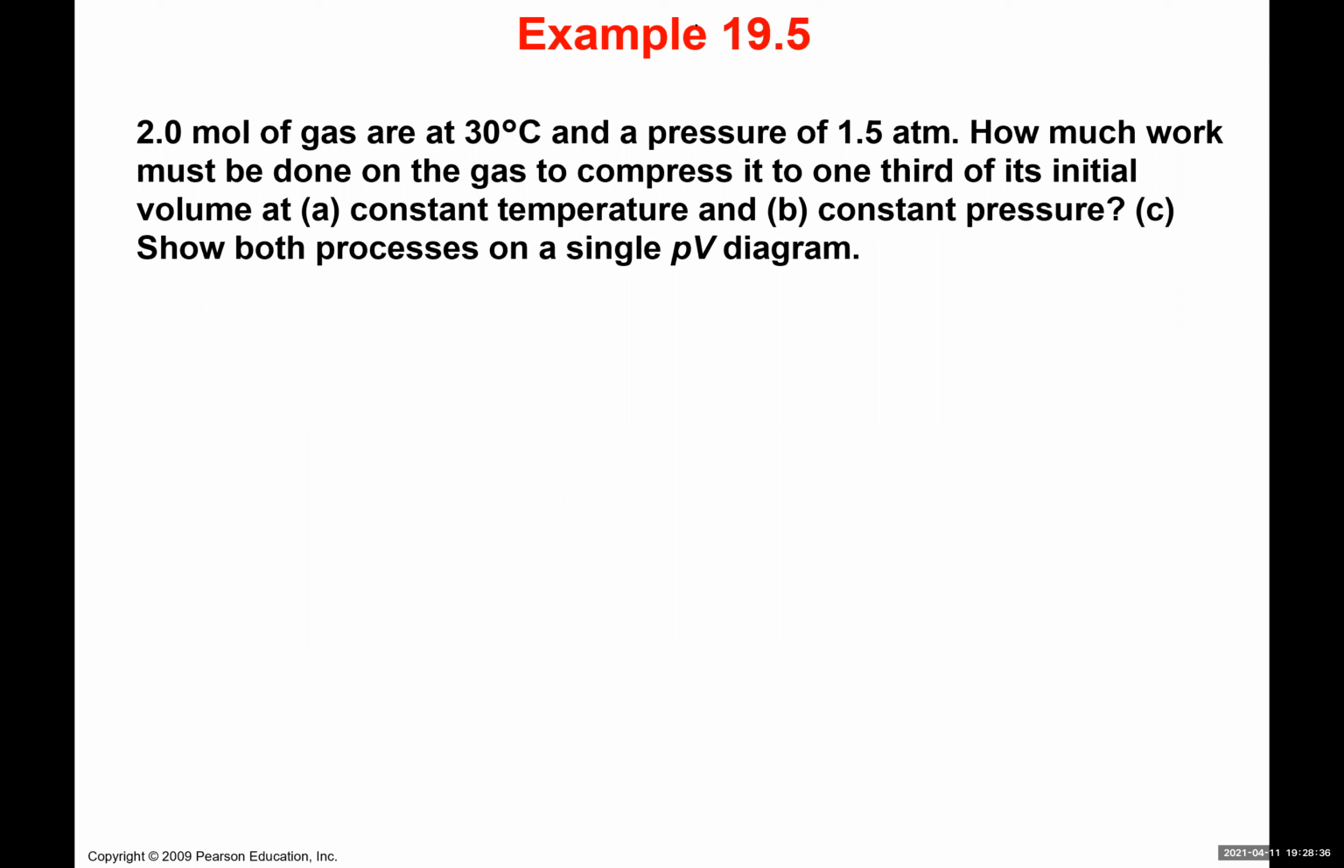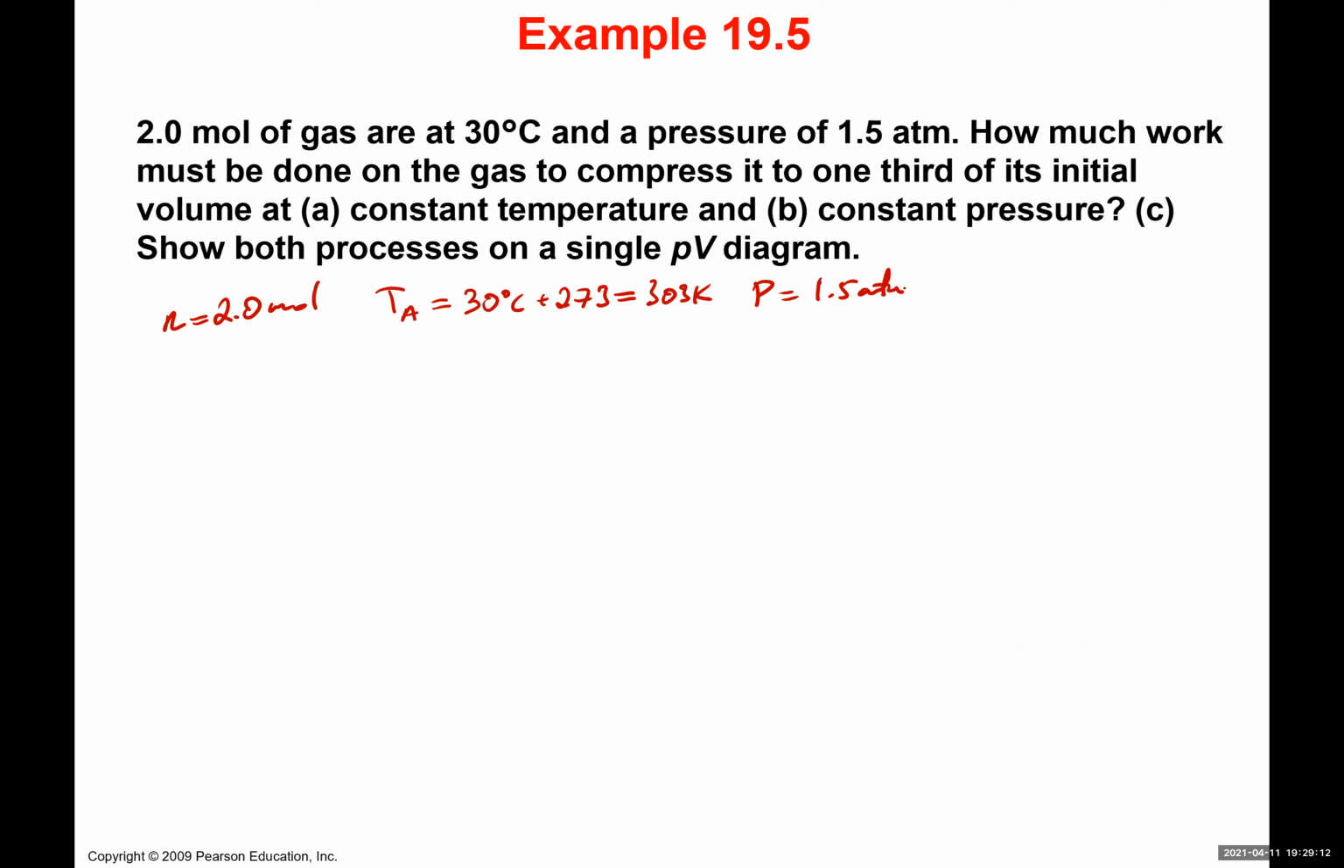So we're given the number of moles, right? So let's use this color over here. Okay. So we're given n equals 2 moles. We're given temperature, let's call this TA, and that's 30 degrees Celsius. But remember, we need to convert it to Kelvin. So 30 degrees Celsius plus 273 should give us 303 Kelvin. And then the pressure is 1.5 atm.